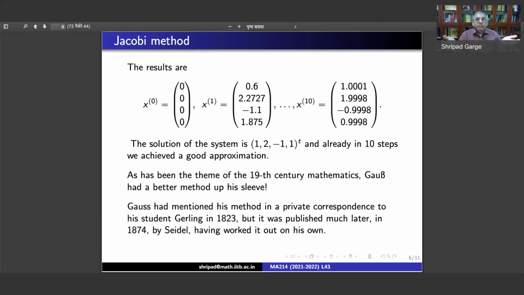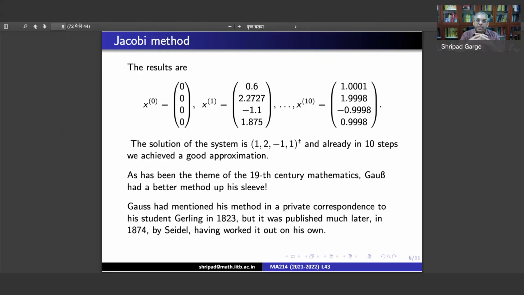But again, this he did not bother publishing. What he did was that he mentioned it in a private correspondence with his student in 1823, and it was published only later in 1874. We see that Jacobi, I gave it in one of the earlier slides, Jacobi suggested his method in 1838 or so, which was after Gauss mentioned his method. Okay, so already Gauss had a better method before Jacobi, but this method was worked out by Seidel on his own, and so we call this Gauss-Seidel method.